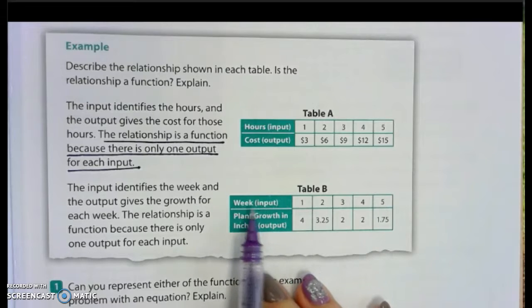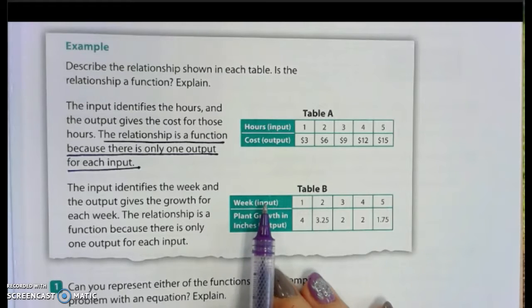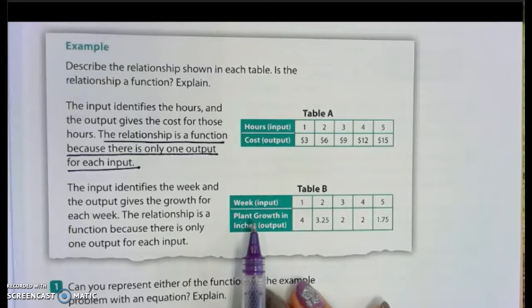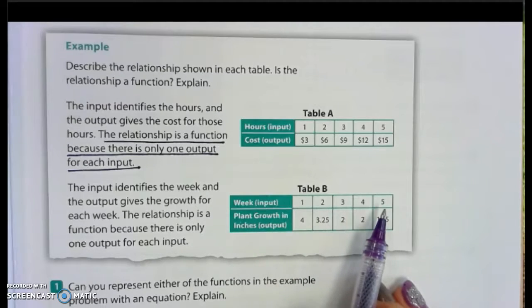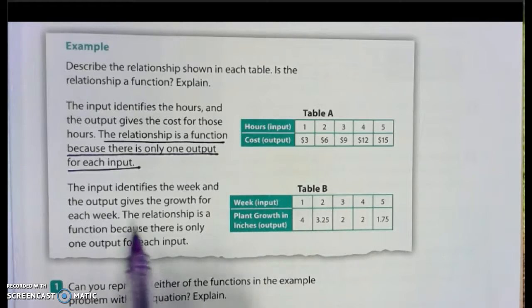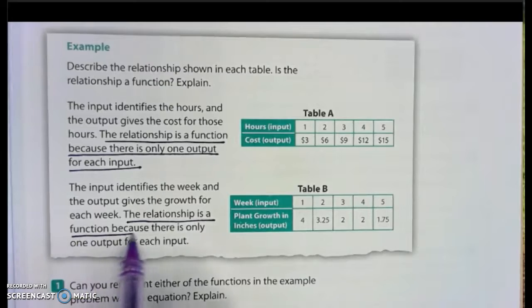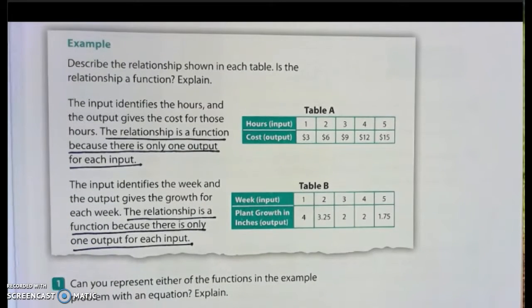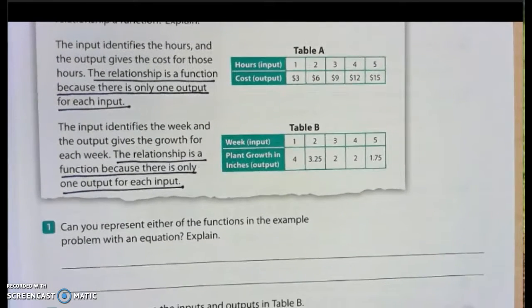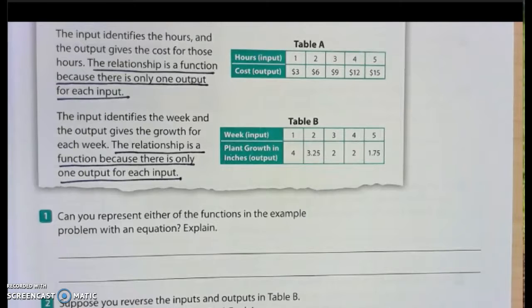Table B, similar. We've got number of weeks as our input and plant growth as our output. And we have 1, 2, 3, 4, 5 as our inputs. Again, nothing is repeated, and it is a function because there is only one output for each input. Okay, so both of these were functions. There were just two different types of functions. Now, number 1 says, can you represent either of the functions in the example problem with an equation?